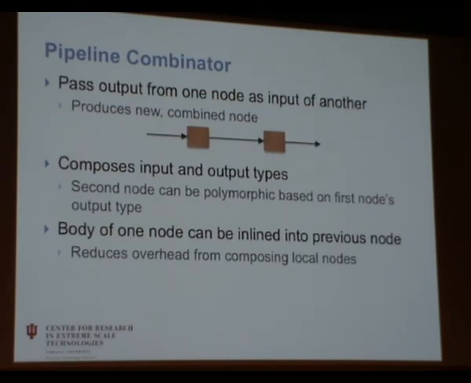Now you also have a pipeline combinator which just concatenates two nodes, composing the input and output types. And because of all the weird type tricks, it allows the body of the second node to be inlined into the first node whenever it's small enough.